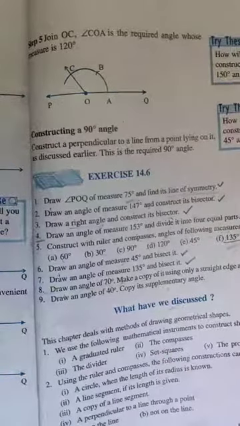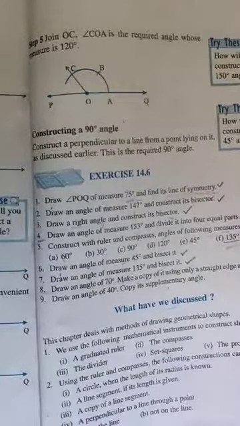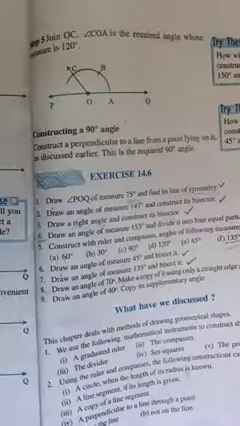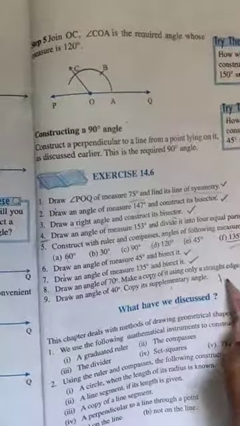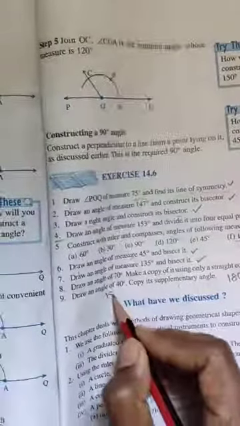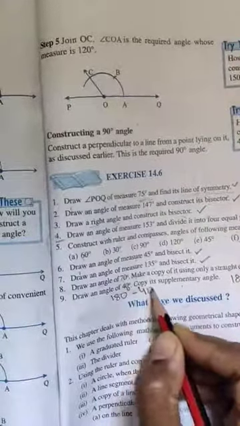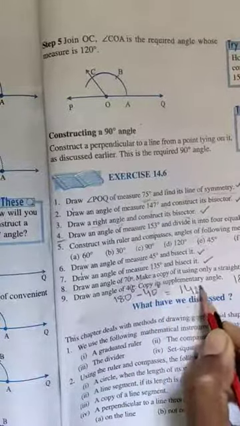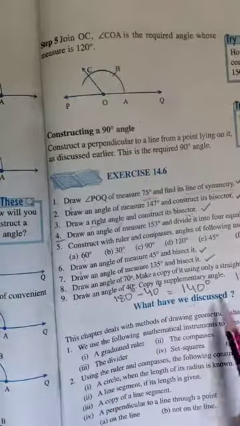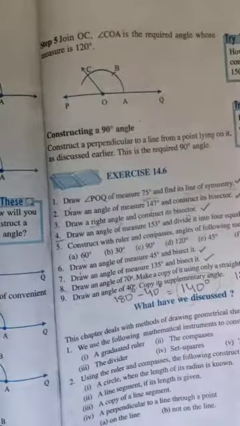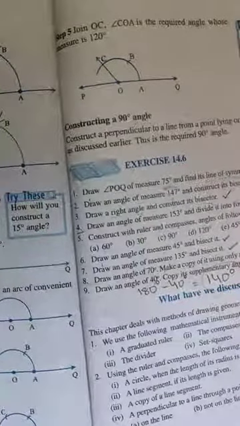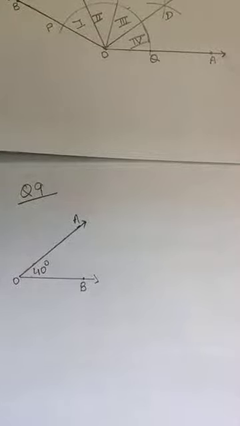First of all, what are supplementary angles? Supplementary angles are those angles whose sum is 180 degree. So you have to draw the angle of 180 degree minus 40 degree. 180 degree minus 40 degree, that is 140 degree. You have to draw an angle of 40 degree. Okay, and then you have to make the copy of 140 degree. Okay, how you will do that? Now this I will tell you. This is question number 9.